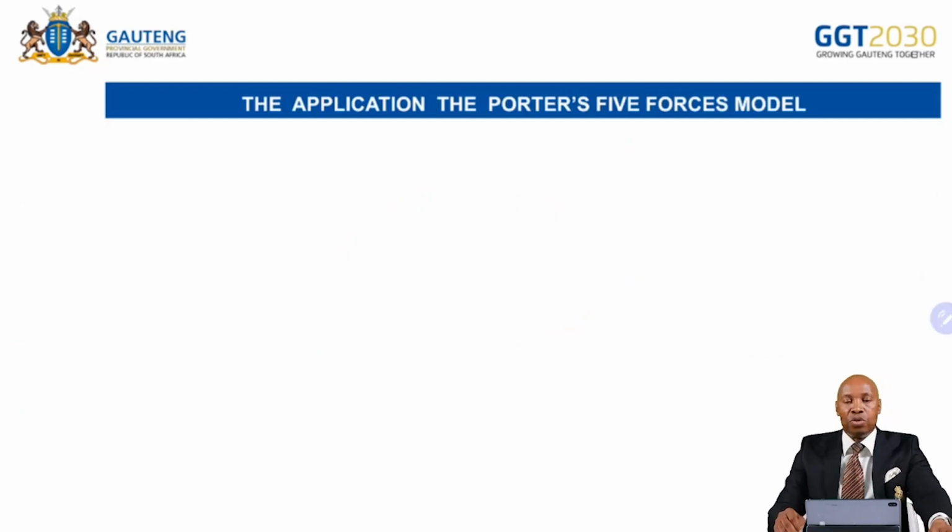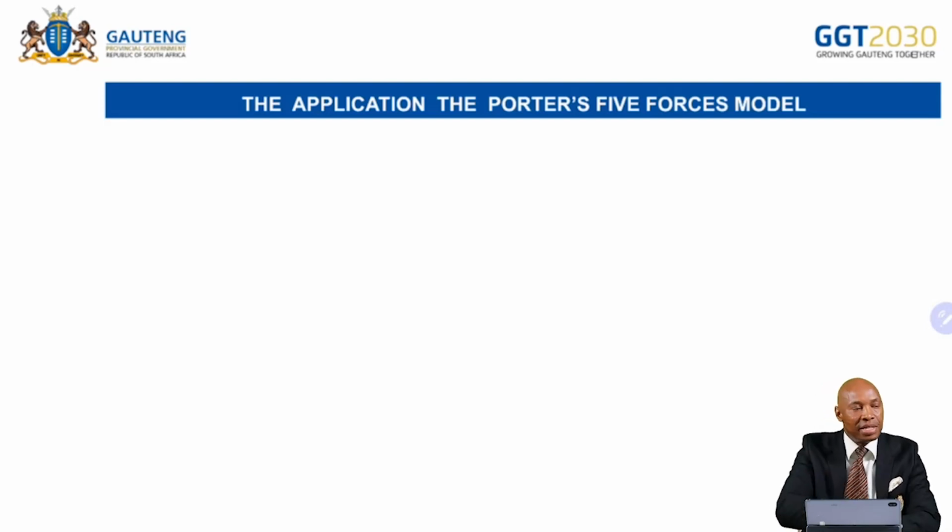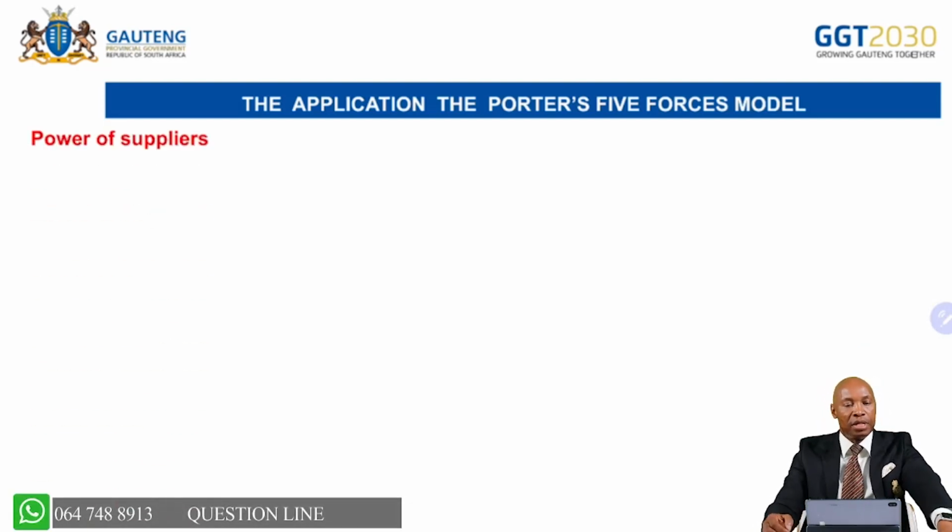Right. Now, what about Porter's 5? Like I have indicated, businesses must research how they can apply the Porter's 5 forces model. Now, let's look at the power of suppliers. Who has power here? The suppliers are the ones having power.